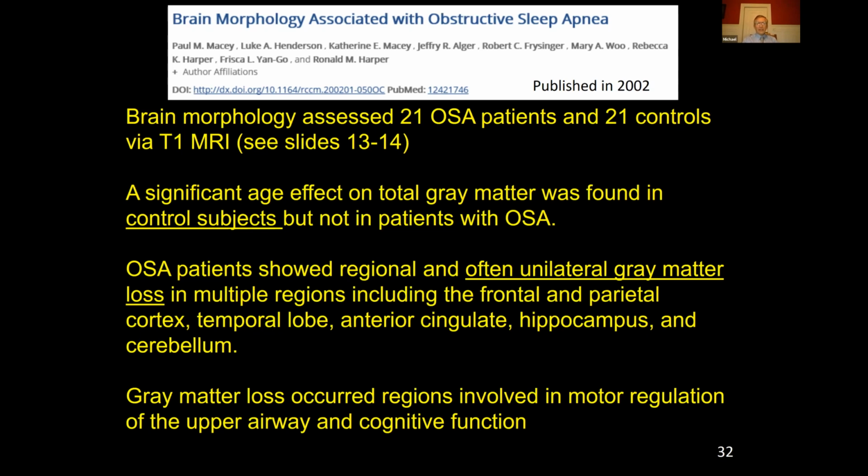And these are interesting areas because when we think about the hippocampus, we think of memory; cerebellum, fine motor control; frontal and parietal cortex, decision-making, short-term memory. And also, the last line on this slide shows that gray matter loss occurred in regions involved with motor regulation of the upper airway and cognitive function. And this was one of the intriguing findings, and we'll go on in the next few slides because that group has followed this line of logic for about the last 20 years, looking at gray matter loss in these regions of brain and upper airway function.